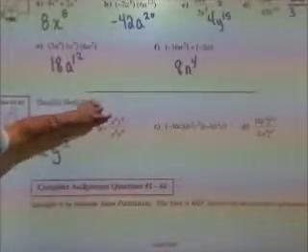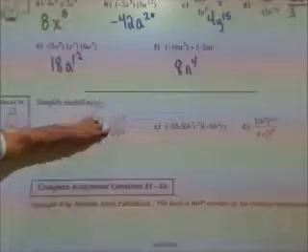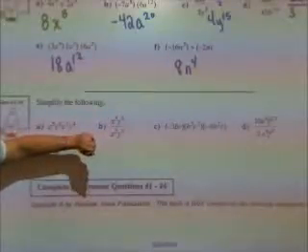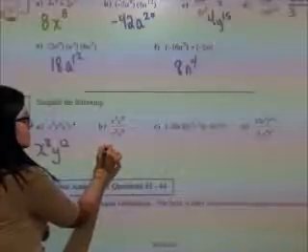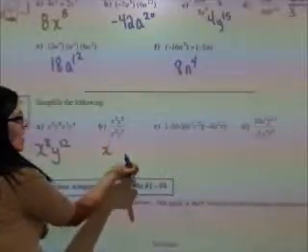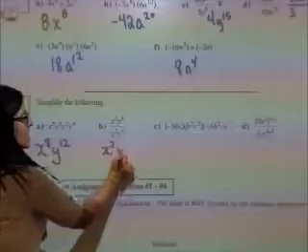So if I look at B, bases are the same and I'm dividing, so what would I do to my exponents? Subtract them, and what would I get when I subtract them? X to the power of, and y to the power of.